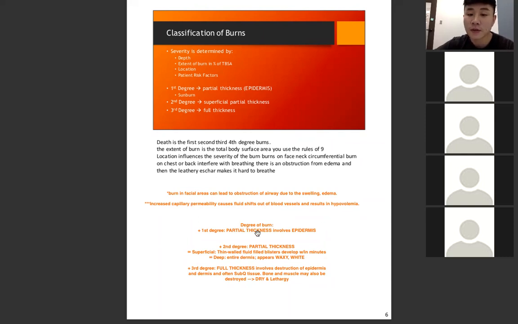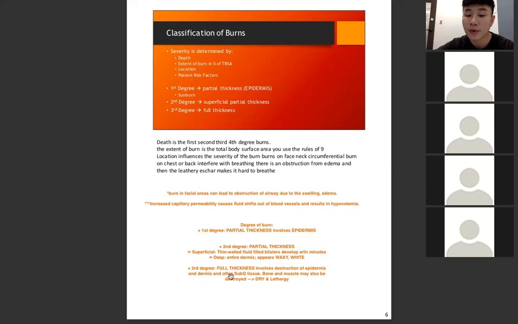All right, so again, the depth of the burns. First degree is partial thickness, involving the epidermis. Second degree is partial thickness, that has two different kinds. Superficial is a thin-walled, fluid-filled blister, developed within minutes, and deep partial thickness, which is a secondary burn, involves the entire dermis and appears waxy and white.